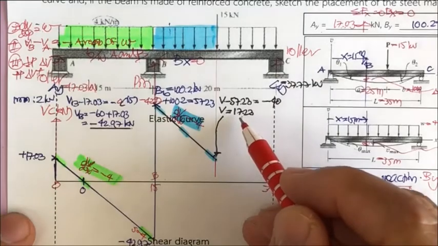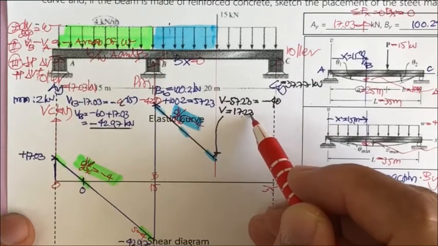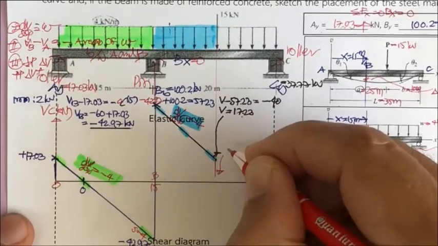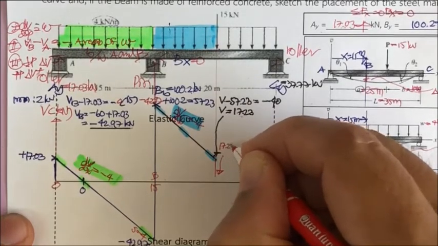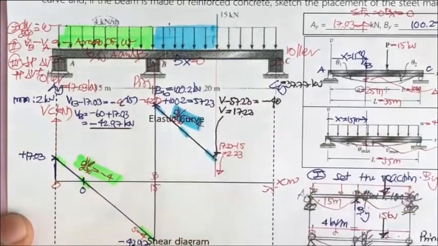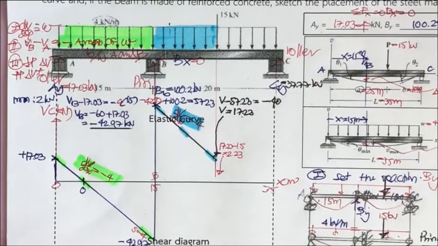17.25 minus 15, so it's going to be 17.23 minus 15 is going to be 2.23. This is going to be 2.23.